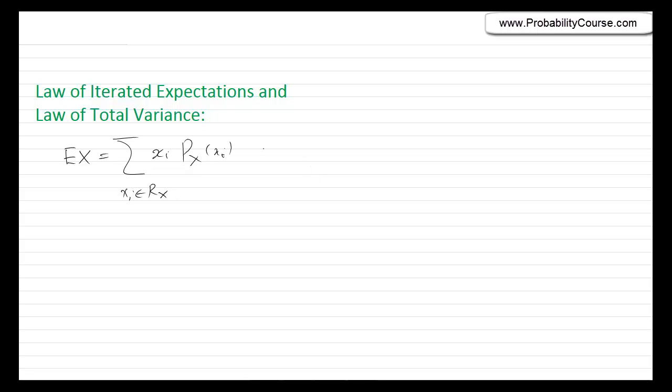And in previous videos we discussed that if I have a conditional expected value of x given y equals yj, where y is another discrete random variable, we basically use the same formula. The only difference is that the probabilities now are conditional probabilities. So we replace the probability mass function with the conditional probability mass function of px given y of xi given yj.